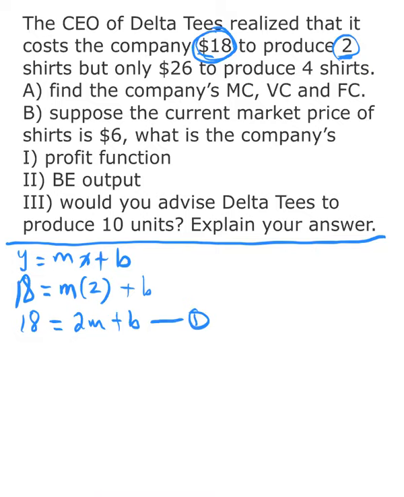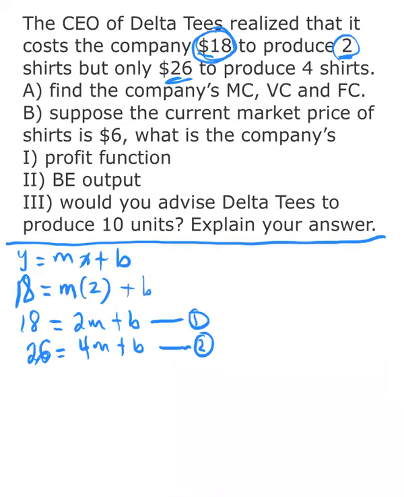Now let's use the second piece of information, which says when they produce 4 units, I'll skip some of the other steps since we already know what we are doing. When they produce 4 units, we still do not know what m is, and we don't know what the y-intercept is. It costs them $26, so 26 equals 4m plus b. That will be our second equation.